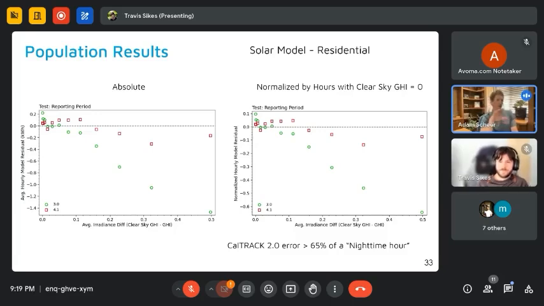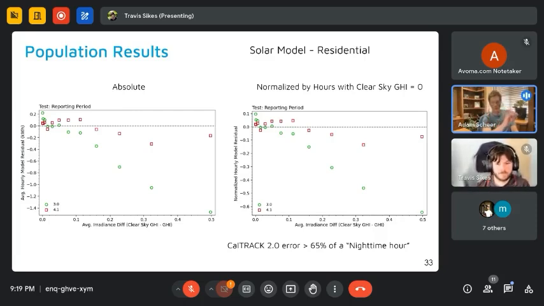If we look at the graph on the left, the green circles are the Caltrack 2.0 model, the red squares are the new model, and like I said, residual is on the y-axis. If you really stare at this closely, you can see that on the far left side of that plot, the Caltrack 2.0 model is over predicting on hours where there is no difference between the clear sky GHI and the actual GHI, meaning that, by and large, those are very sunny hours.